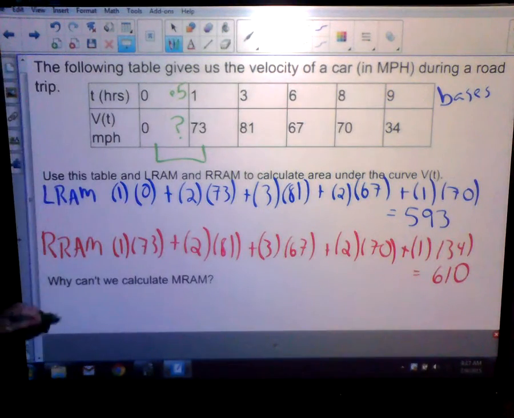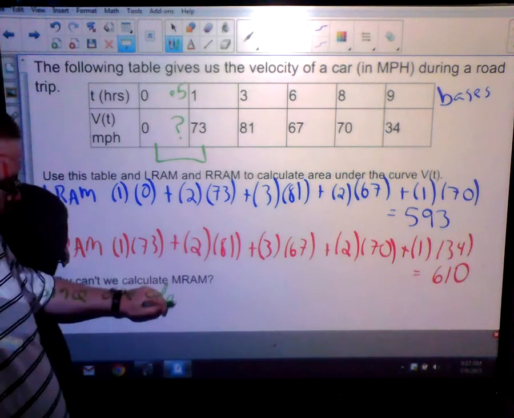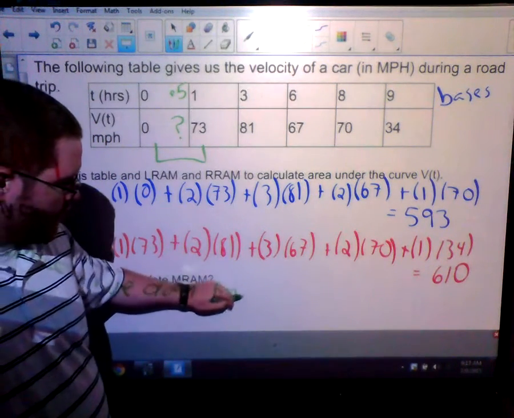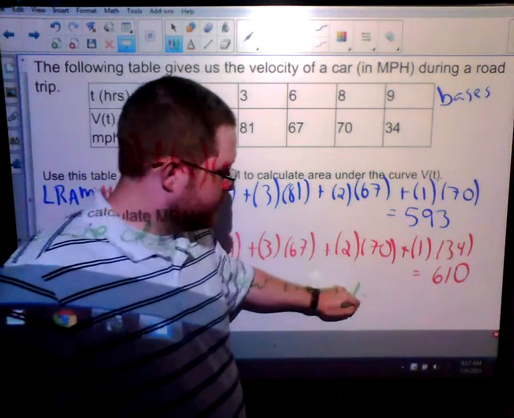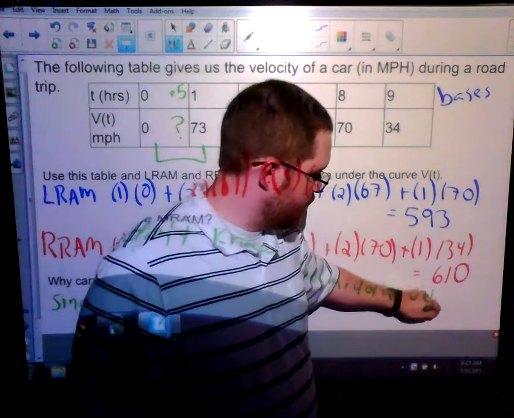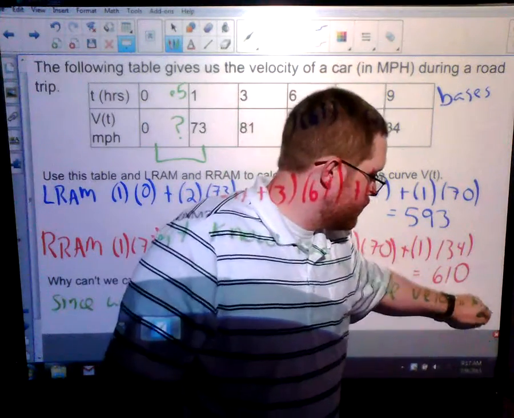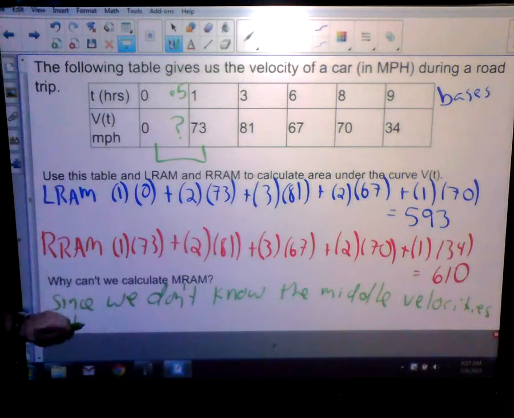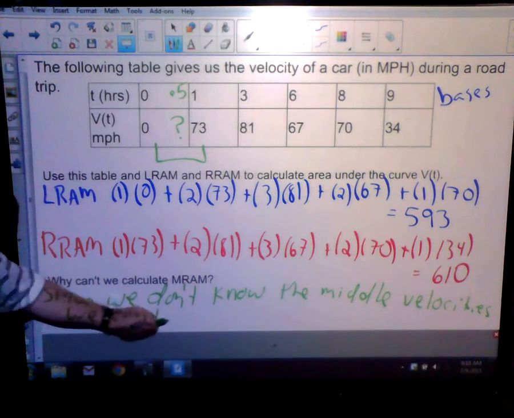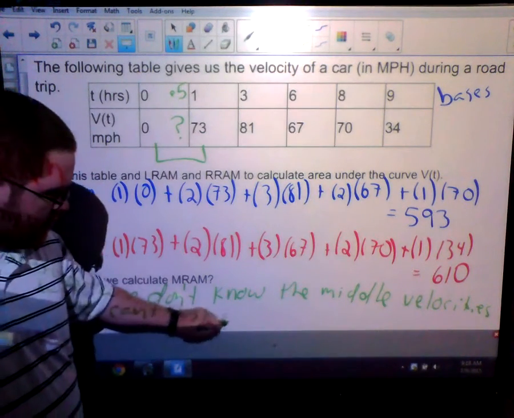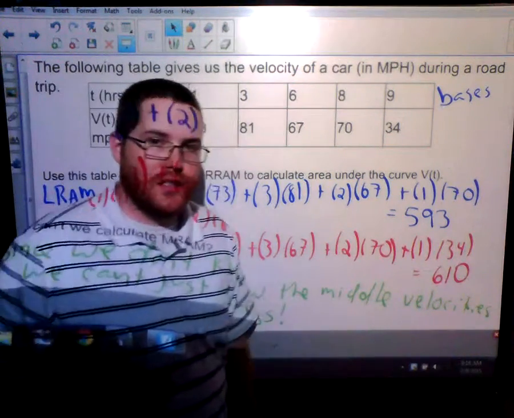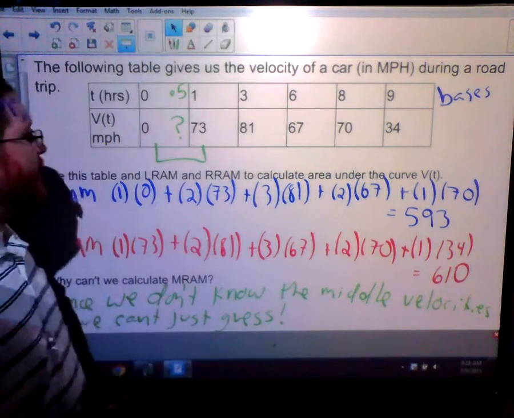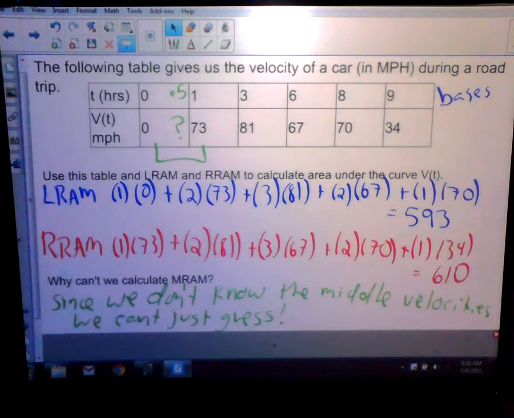Since we don't know the middle velocities, we can't just guess. When I give you a table, you can't just guess at what's in the middle. If there's nothing there, you can't do the problem. So we can't use MRAM with this.